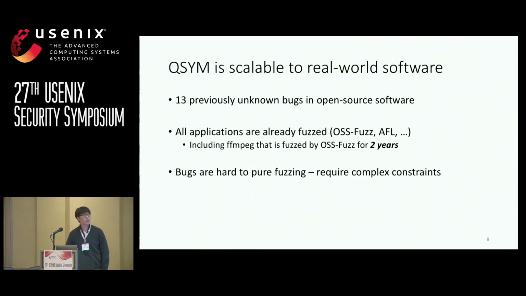QSYM really scales to real-world software. We found 13 previously unknown bugs in open source software. And we want to note that all applications were already fuzzed by AFL or OSS-Fuzz. The bugs that we found include a bug in FFmpeg, which has been fuzzed by OSS-Fuzz for more than 2 years. And these bugs are hard to find by fuzzing because they require some complex constraints to find.